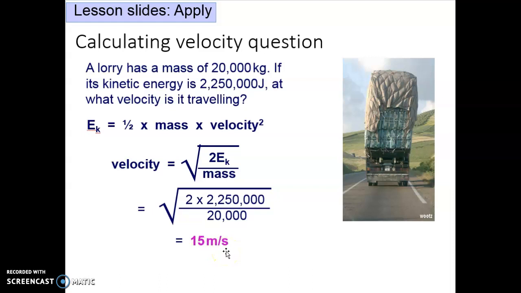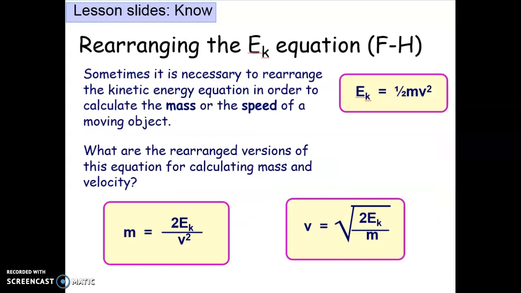So what I need you to do from this equation is look at it on the following equation, because this is a slightly harder equation to rearrange. Okay, so here's the original equation, half times mv squared. Here it is rearranged to calculate velocity. It's the square root of twice the EK divided by the m. And here we've got mass on its own, which would be twice EK divided by the velocity squared.